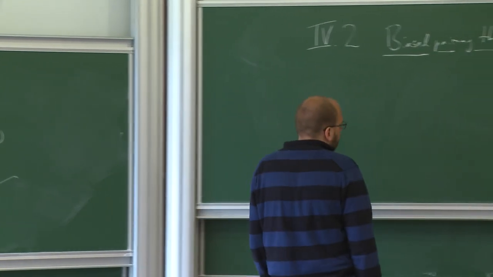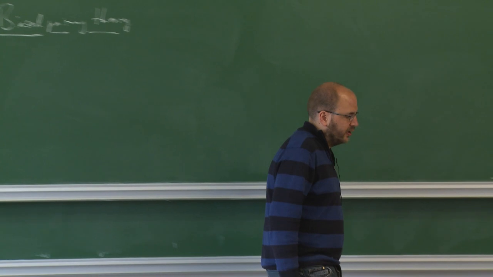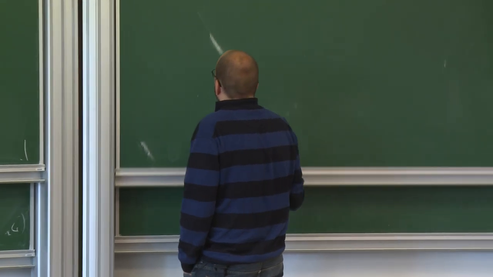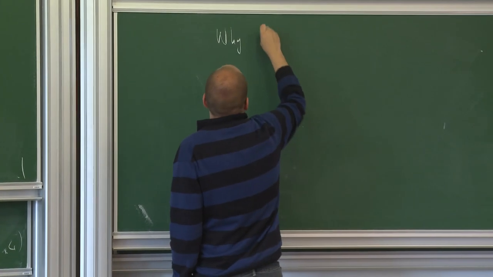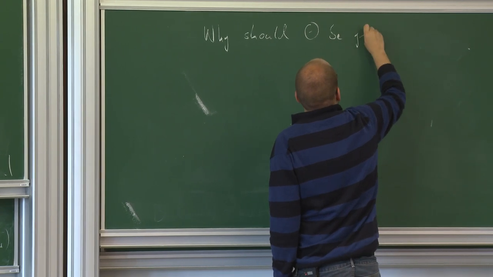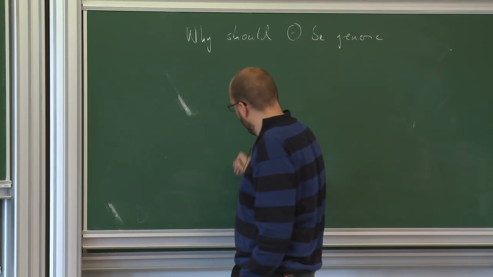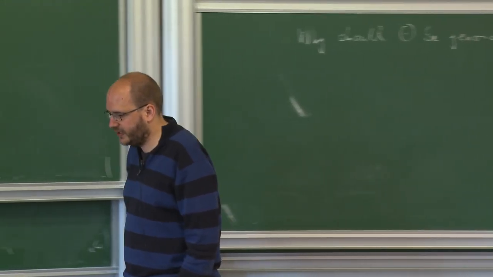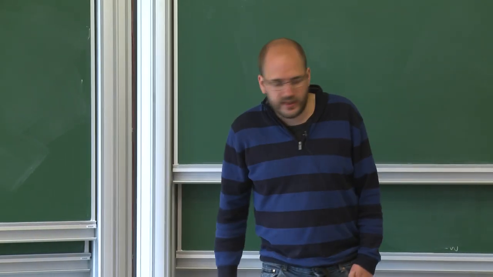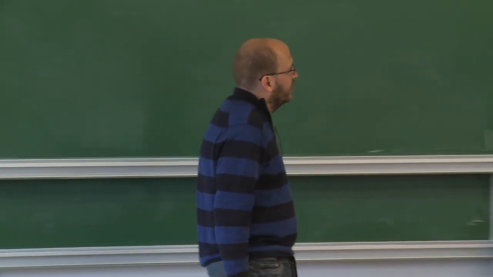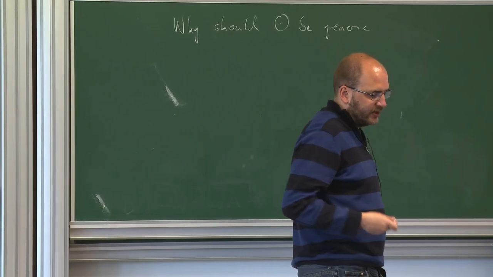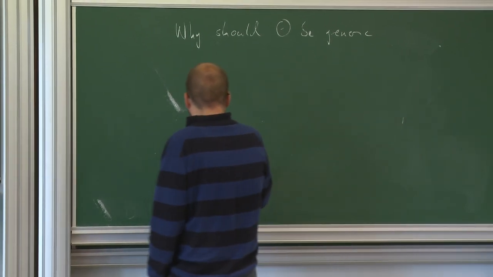Before I do that, I should explain why the genericity of this theta is necessary. Why should theta be generic? Let me construct a sphere sigma together with a linear system of parameters theta where the genericity of theta is necessary. The trick is to start with a very simple sphere and a theta that is not a good linear system of parameters.